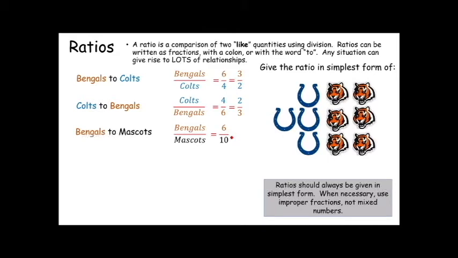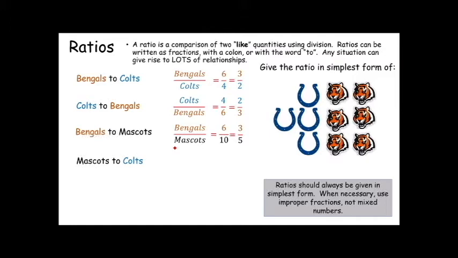6 to 10 or 3 to 5. Now, sometimes when we do this, where we're doing a part compared to a total, instead of using the word to, we use the word out of. So there are 6 Bengals logos out of 10 total. So sometimes you'll hear the word out of when your denominator is a total.